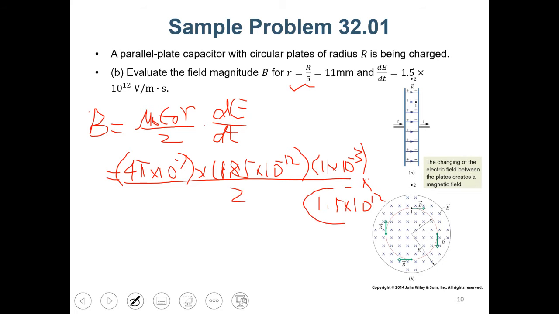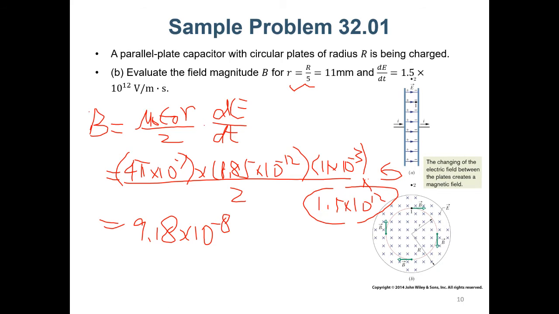So this one is here. In this case, it is 9.18 times 10 to the minus 8 Tesla. So it is quite a small magnetic field.